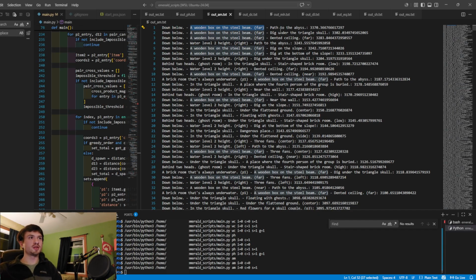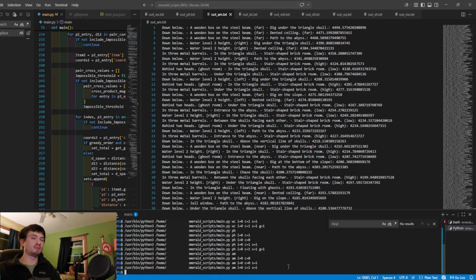And then I was actually kind of surprised that Path of the Abyss was a little bit farther in this set. I thought it would be bigger on the Triangle Skull. The reason being is that technically this piece is a little bit farther than down below. However, it is closer to this. So actually, if we turned this connection back on, I'm willing to bet this set will be number 1 now. Called it. Yep. So yeah.